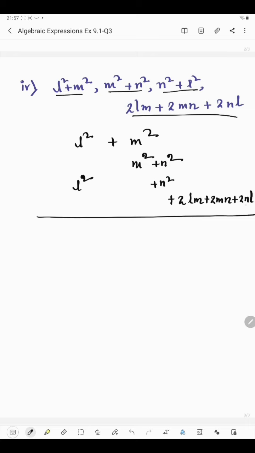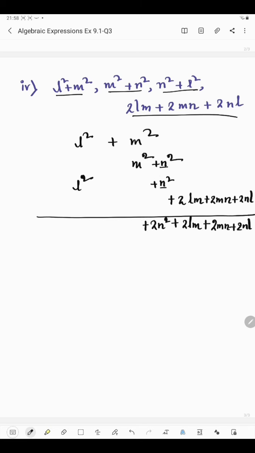So we will have to start with n. So 2nl, with 2nl no variable is present, so it will remain the same. Okay, so it will be 2nl. Now 2mn also will come down as there is no like term present, so we will put this 2mn. Then 2lm also will come down. Now n square here and here is n square, and the coefficient of n square is 1 and the coefficient of this n square is also 1, so 1 plus 1 is 2, and the variable part will remain the same, so it is 2n square. And the sign of this will be plus.